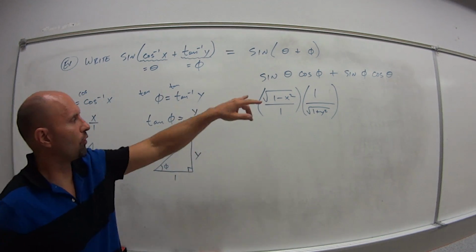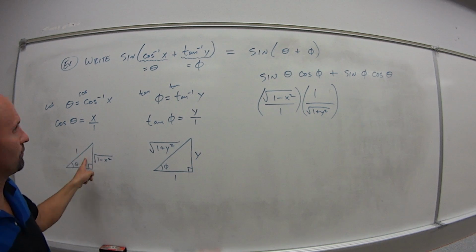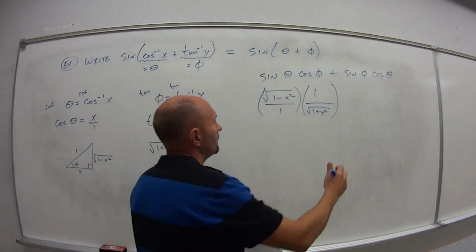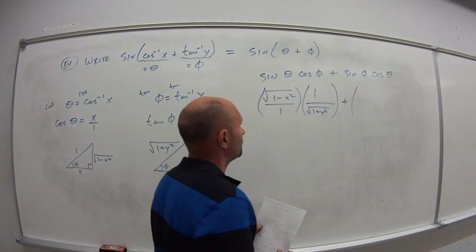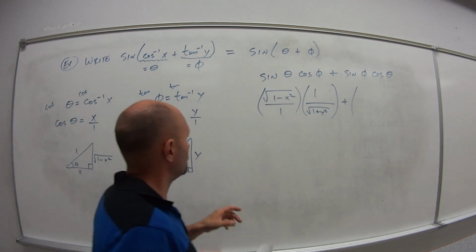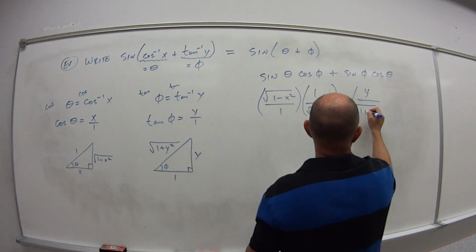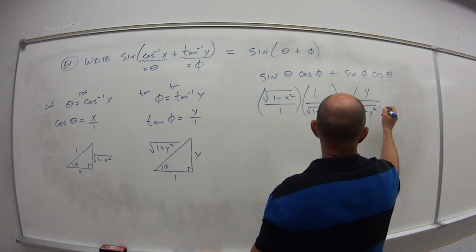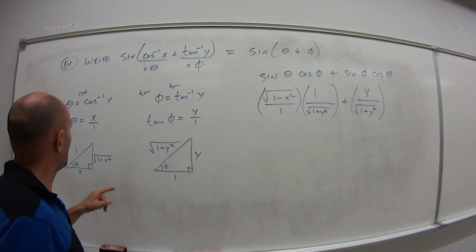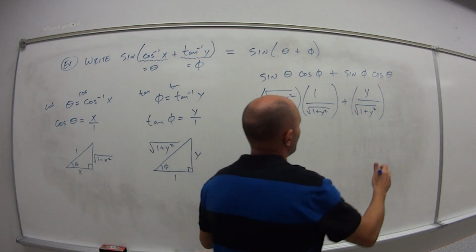So all I did was go back to my triangles using my theta and phi to figure out what's the sine of theta using the first triangle, what's the cosine of phi using the second triangle. And now plus the second part, so sine of phi, that's the second triangle, is opposite over hypotenuse. So y over square root of 1 plus y squared. And then cosine of theta is what? Adjacent over hypotenuse, x over 1.